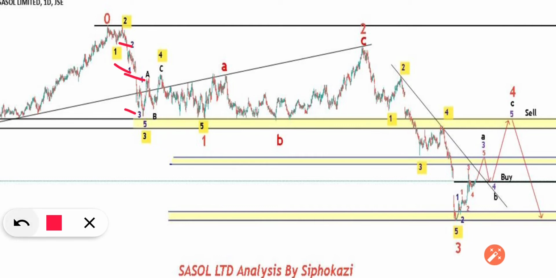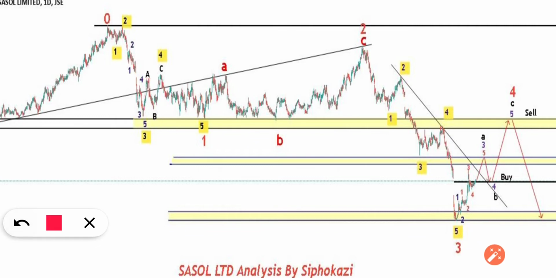So from the yellow point 3, the market went to form a point A, which is the first point of what we call a market correction. The market correction lasted from point A, B to C, hence the formation of point 4. Note, wave 4 and wave 2 in an impulse cycle take the form of a correction.